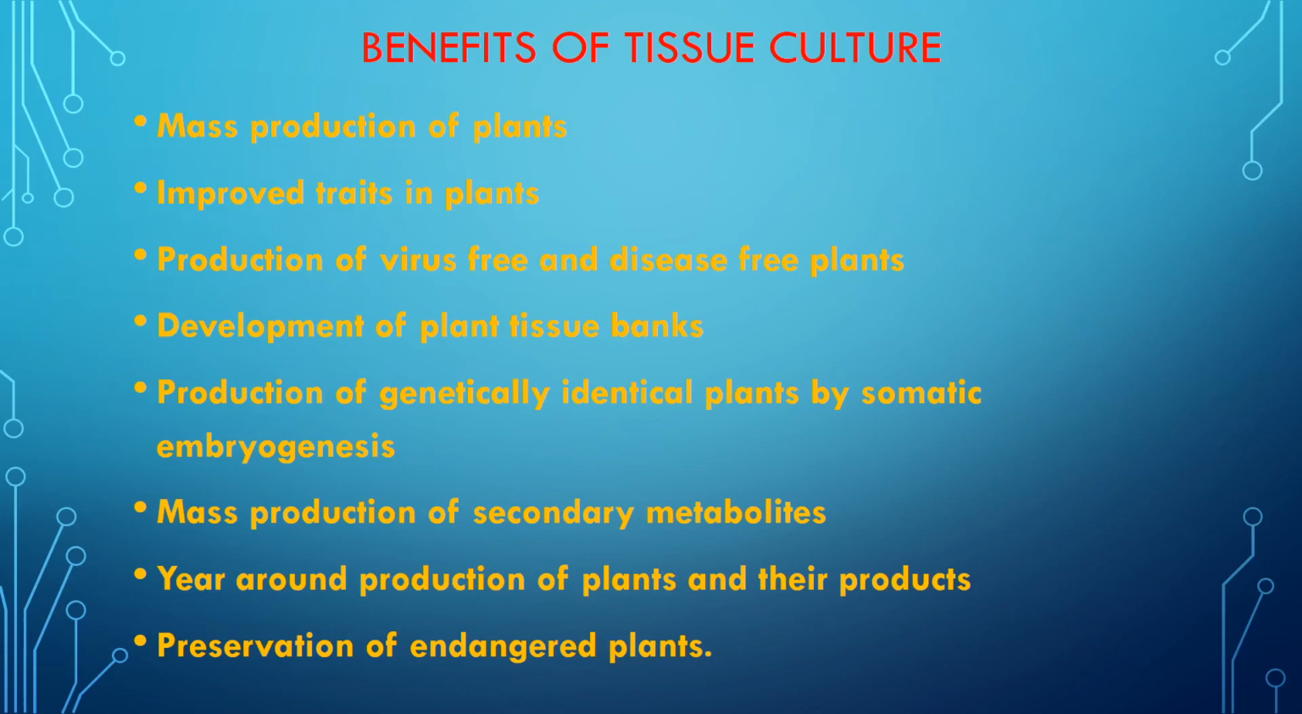They help in the development of plant tissue banks, that is by freezing the regenerated tissues or artificial seeds. They help in production of genetically identical plants by somatic embryogenesis. They help in mass production of specific secondary metabolites. They help in year-round production of plants and their products. At last, they help in the preservation of endangered plant species.